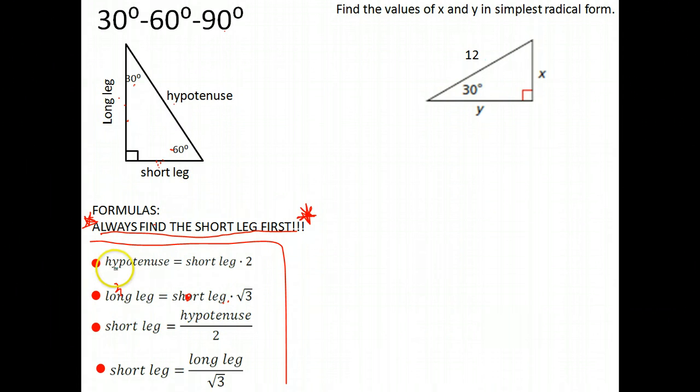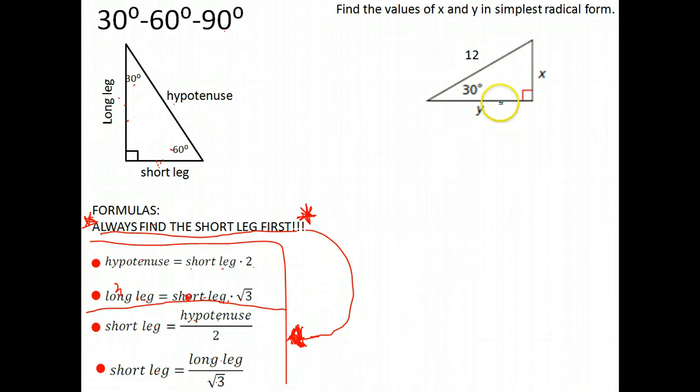After you've found it, then you can find the rest, and here are the formulas you would use to find the short leg. If they didn't give you the short leg, they gave the hypotenuse: the short leg is the hypotenuse divided by 2. If they gave you the long leg, the short leg is the long leg divided by the square root of 3. Then once you've found the short leg, you can find any other parts that you need. The hypotenuse is the short leg times 2, and the long leg is the short leg times the square root of 3. Make sure you put these in your notes and label them as 30, 60, 90 triangles.